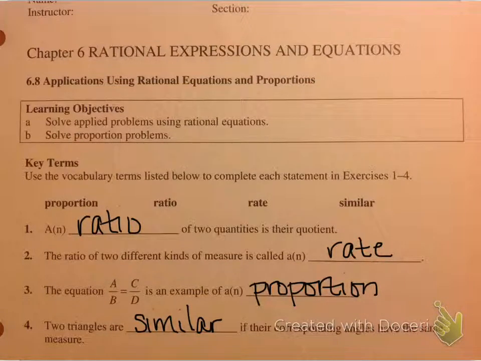Now we're going to look at scenarios in which we can write a rational equation to help us solve a problem. So to start us off, a ratio of two quantities is their quotient. The ratio of two different kinds of measures is called a rate. The equation A over B equals C over D is an example of a proportion, and two triangles are similar if their corresponding angles have the same measure.